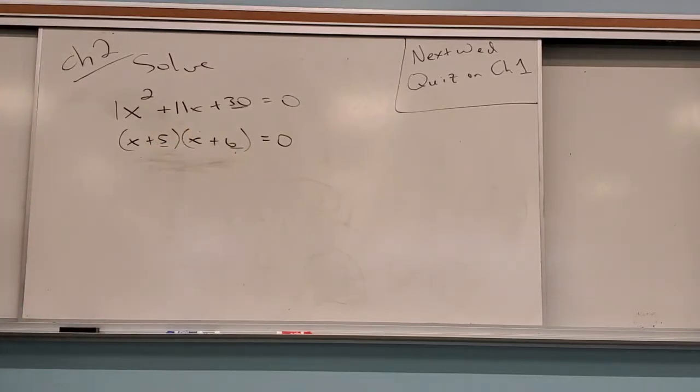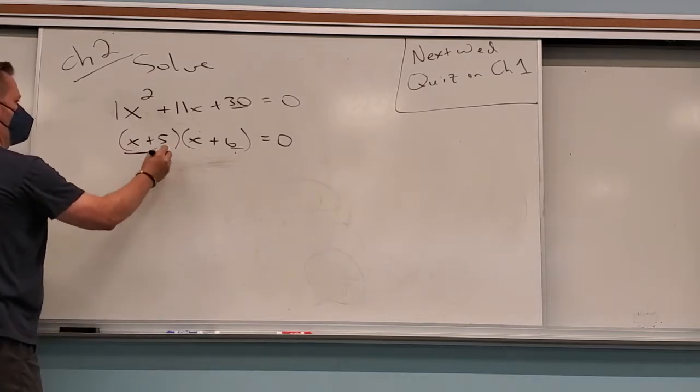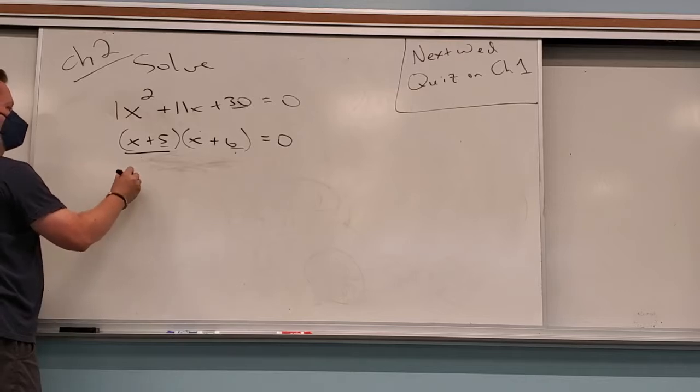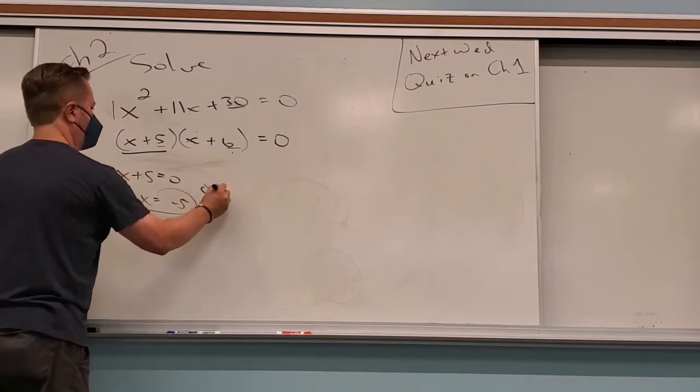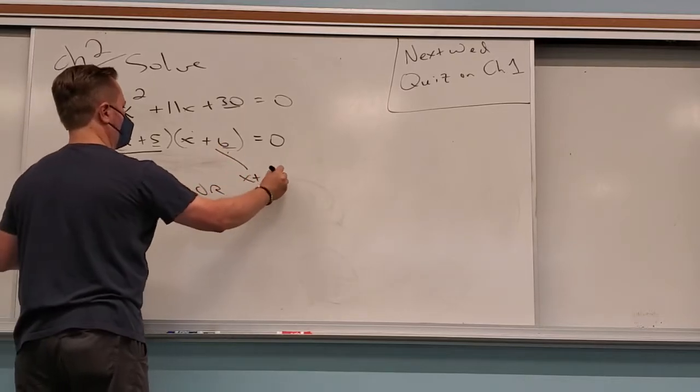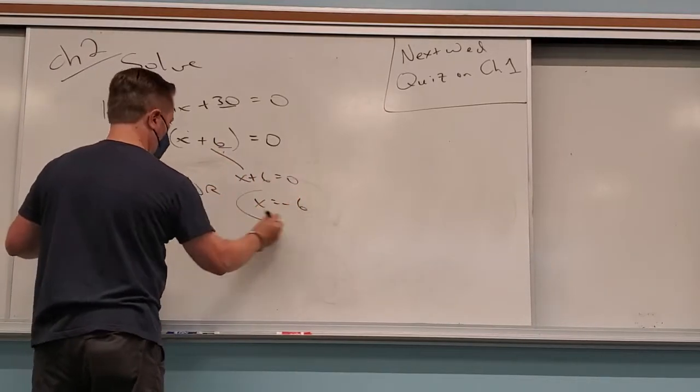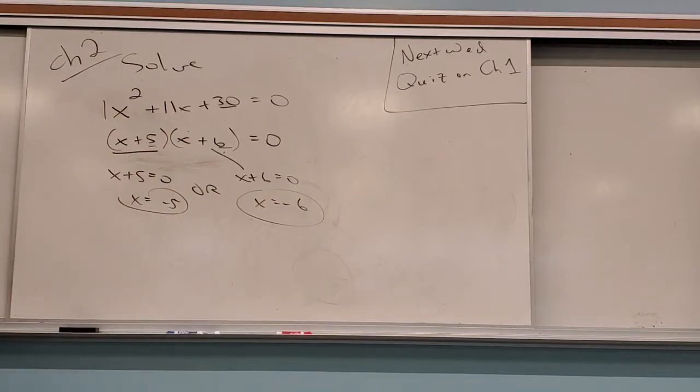Now I've got it set up so I can do like we just did. So what's got to happen? Either x plus 5 is 0, so x equals -5, or x plus 6 is 0, so x equals -6. And how do you check those? Plug them back in. It's the beautiful thing about any equation you look at: you can just plug it back in and see if it makes it true.